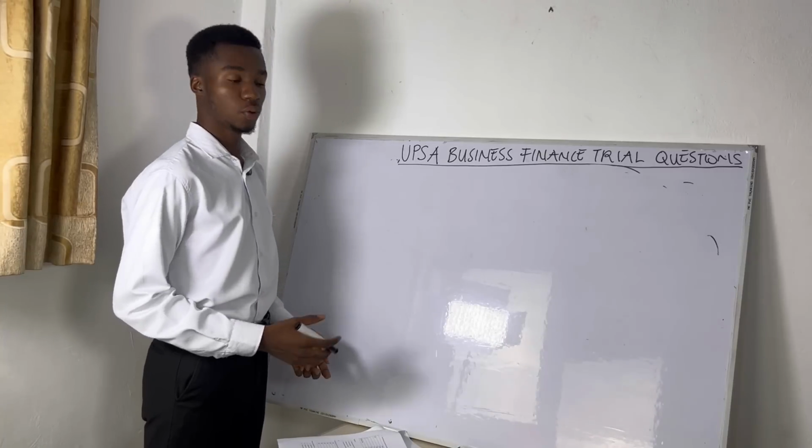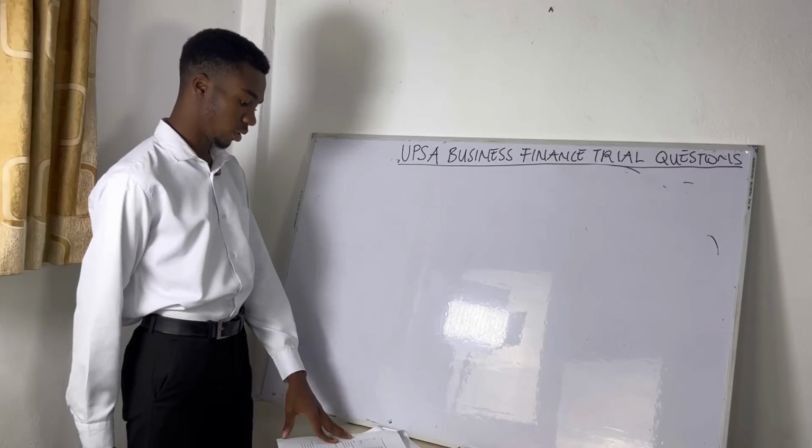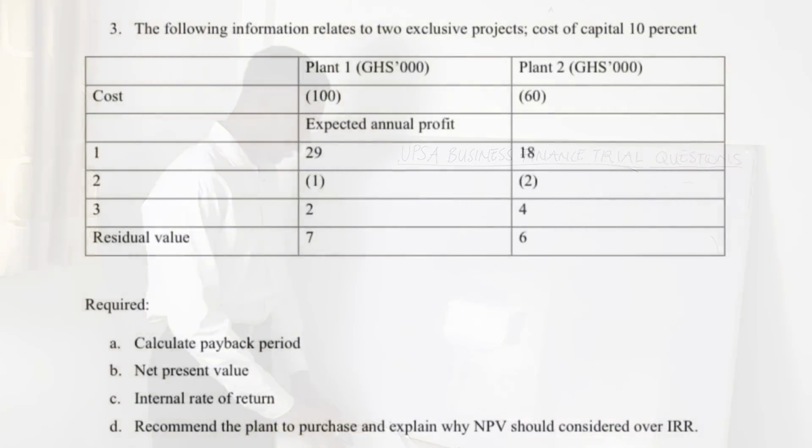So now we're going to move on to question 3. Question 3 is also under capital budgeting or investment appraisal. Let me read it. It says the following information relates to two exclusive projects. Cost of capital is 10%. Then we're given the cost.